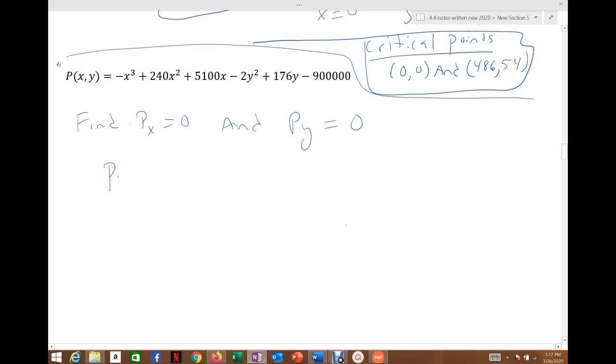So first, the first order derivative with respect to x. Look at my expression. Those are the only parts that have x's in them, right? Everything else will zero out. And so negative x cubed, when I take its derivative, is negative 3x squared.